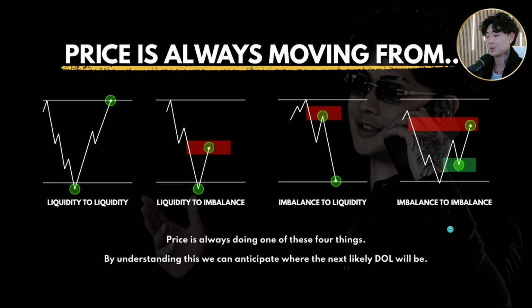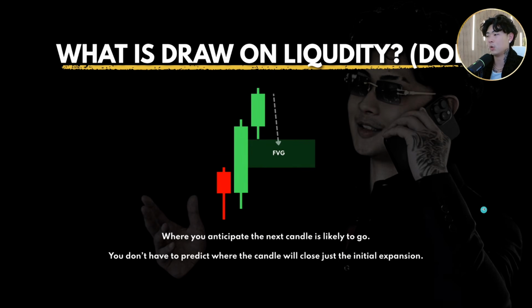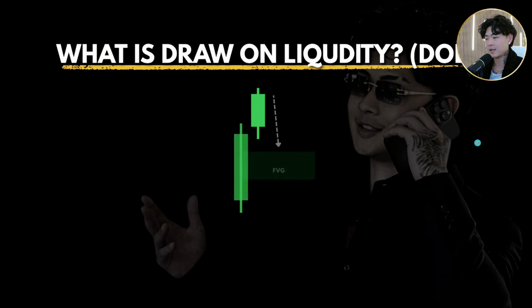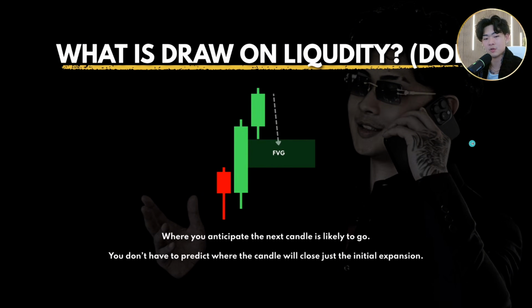So by understanding this, we can anticipate where the next likely draw on liquidity is going to be, and then we line up our entry and our exit with that understanding. Now, what actually is draw on liquidity in terms of defining the next likely draw on liquidity? This is basically where you're just anticipating where the next candle is likely to go relative to whatever time frame you're on.